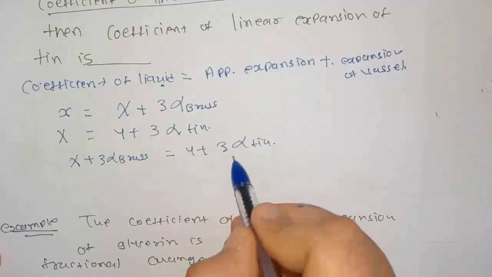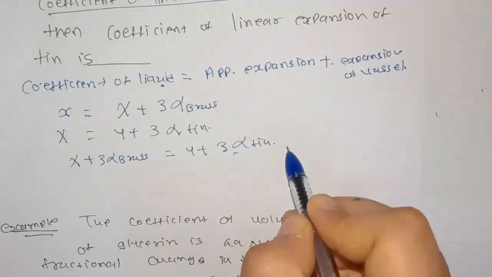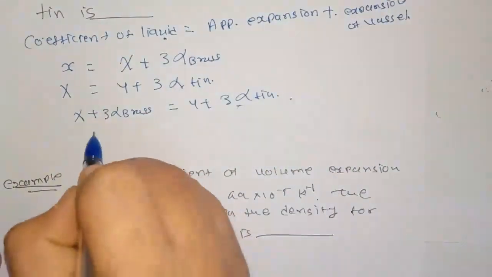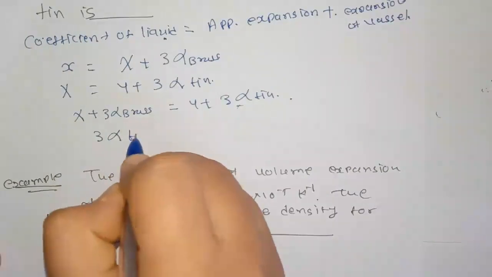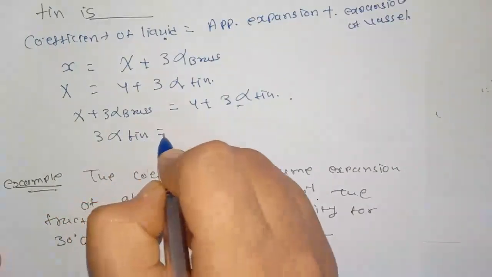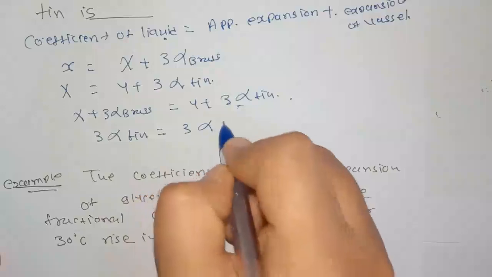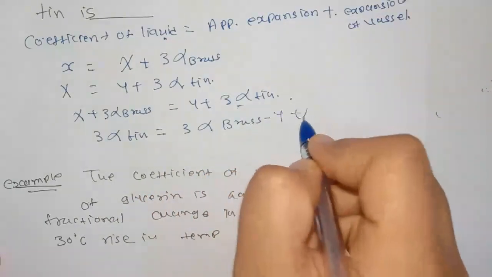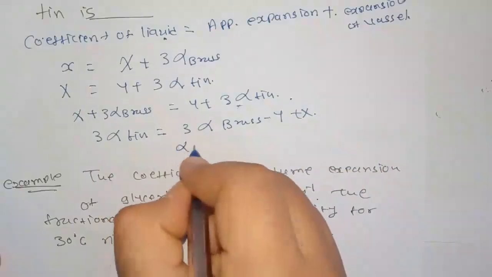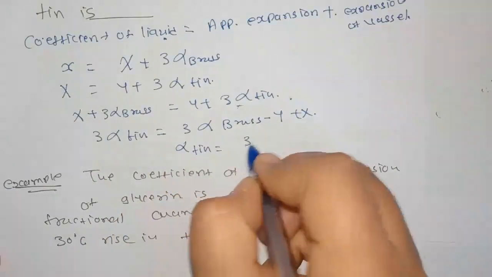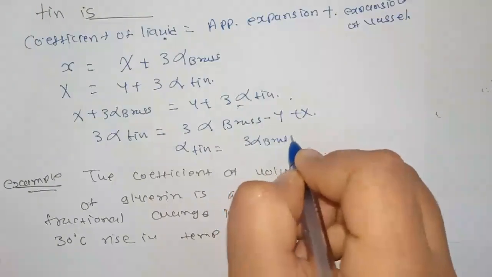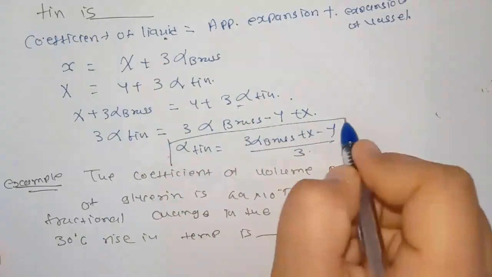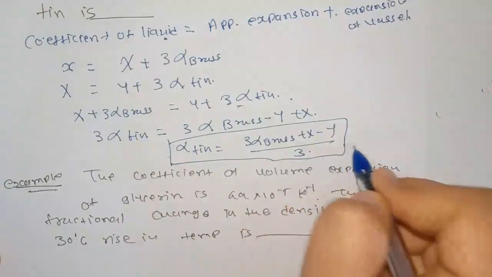We want to find the coefficient of linear expansion of tin. So 3 alpha tin is equal to 3 alpha brass minus y plus x. So alpha tin will be equal to (3 alpha brass plus x minus y) whole divided by 3. So this will be our answer.